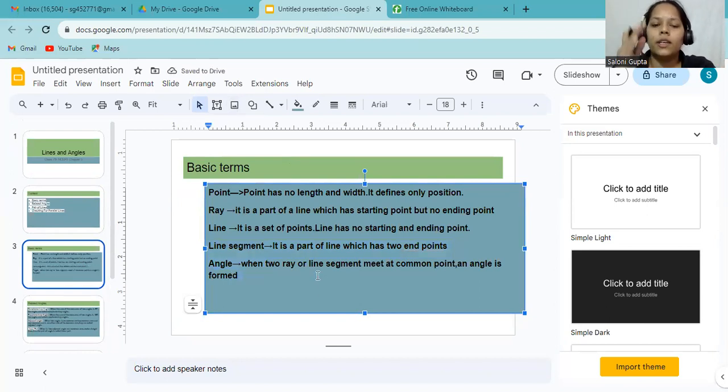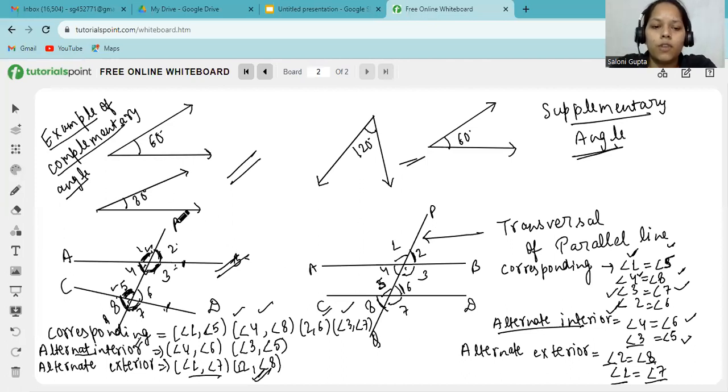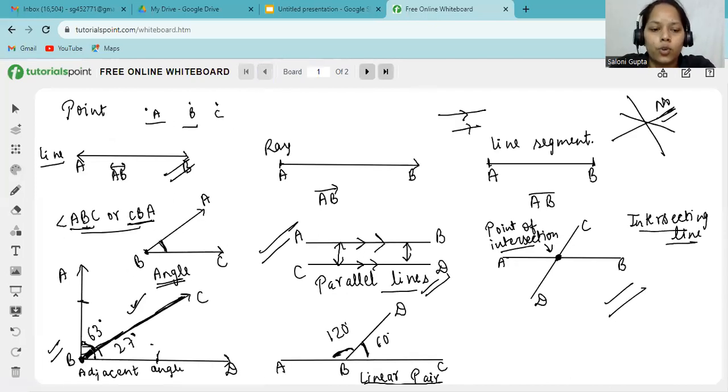A ray is a part of a line which has a starting point but no ending point. Then a line segment is a part of a line which has two endpoints, that is, a starting point and an ending point. Then angle: when two rays or line segments meet at a common point, an angle is formed. Then I told you how to name this angle. It has a vertex, that I told you is B, and it has two arms, AB and BC, right? And this is the sign we use for angle.